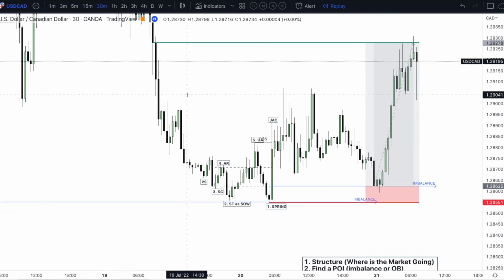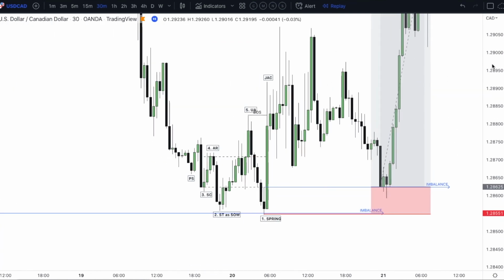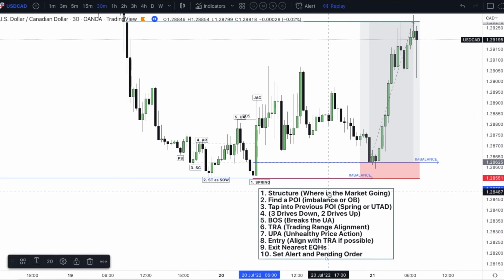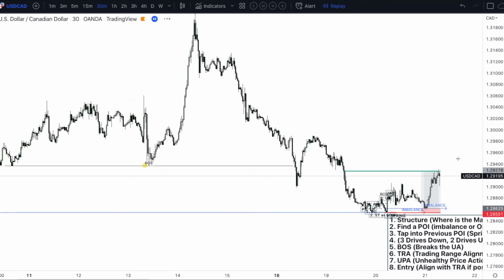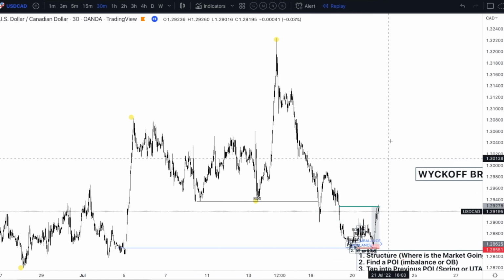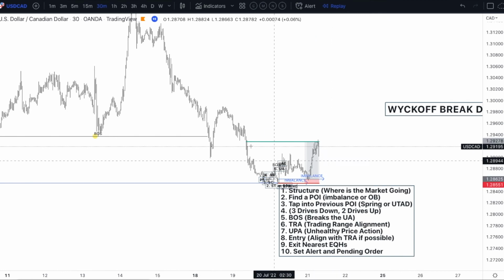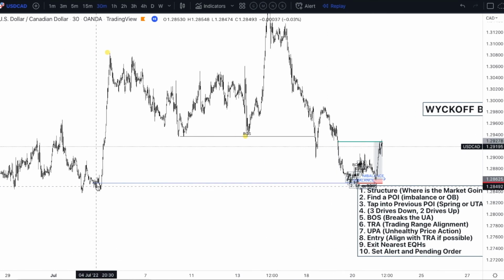Now let's go ahead and recap. So like I said, you guys, when you're looking for Wyckoff, the first thing you need to understand is you need to find your structure. Where's the market going? We understood that with this particular trade, we had a break of structure, so we're due for a pullback, and so price needed to tap into a point of interest, which is an imbalance or order block. We can see price tapped into this order block.